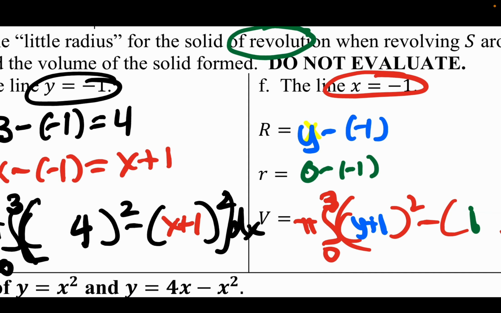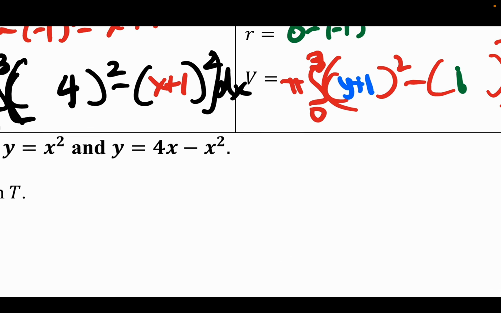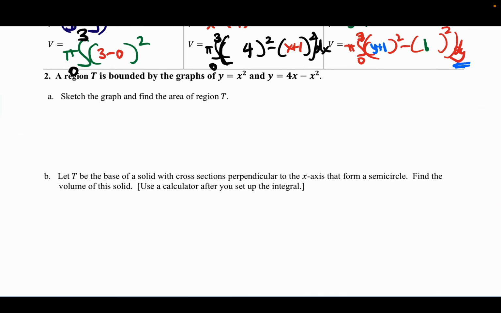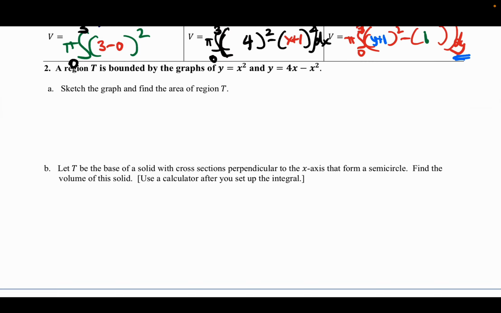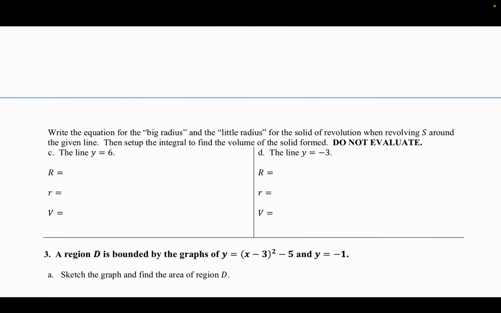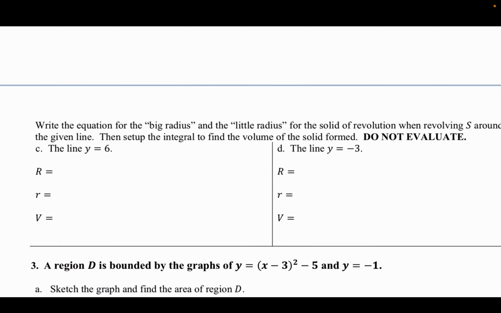So that gives you 1. Then you would work that out. Okay, I'll leave you to do the area and cross section and check your answers of this one. Let's go down to this part.